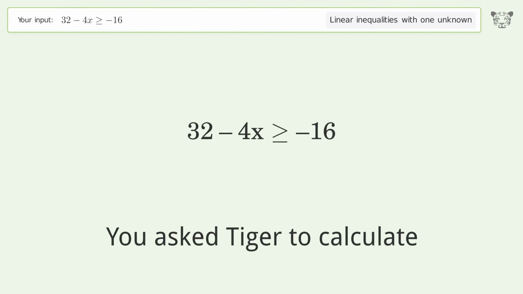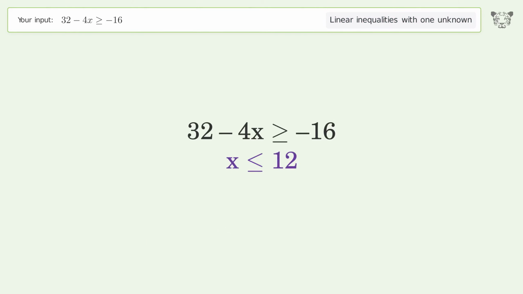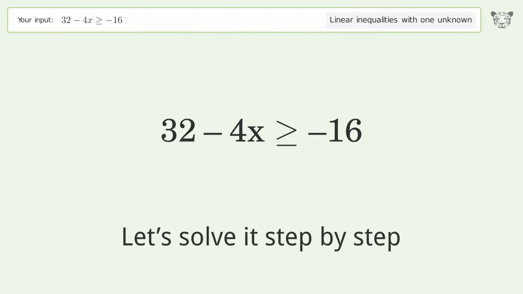You ask Tiger to calculate. This deals with linear inequalities with one unknown. The final result is x equal or smaller than 12. Let's solve it step by step.